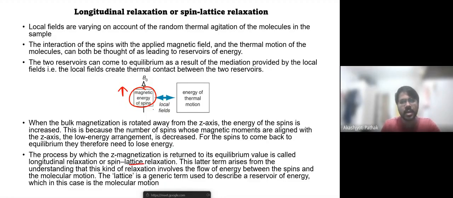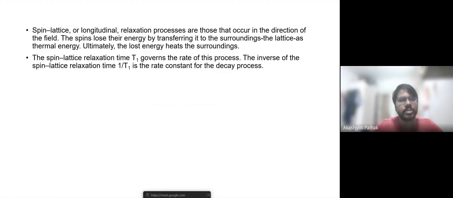So it is the interaction between the spin energy and the lattice energy. The term lattice arises from the understanding that this kind of relaxation involves the flow of energy between the spins and the molecular motion. The lattice is a generic term used to describe a reservoir of energy, which in this case is the molecular motion. So spin lattice or longitudinal relaxation processes are those that occur in the direction of the field.